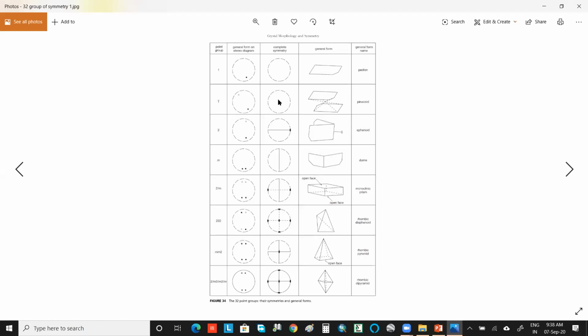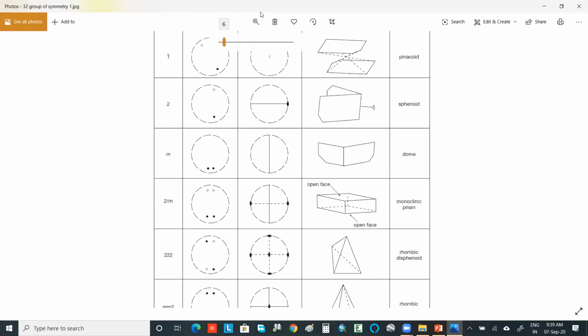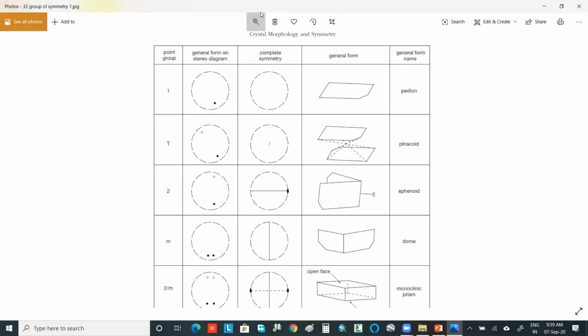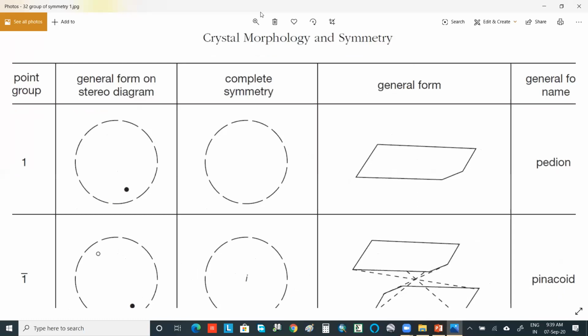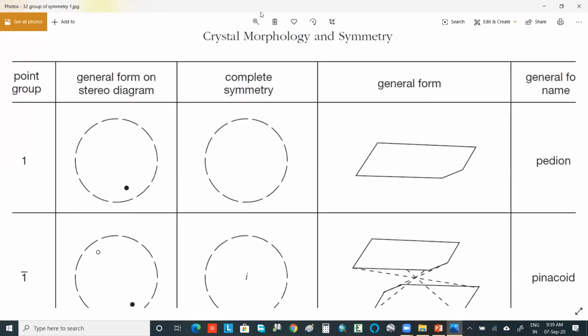Yes, here are some diagrams with the form, how they look, and what the faces present in that are. So this way we will be looking. So here it is. Let's have a look at Pedion. The generalized form of the stereo diagram will be something like this. Complete symmetry will be like this. And the general form is simple here.